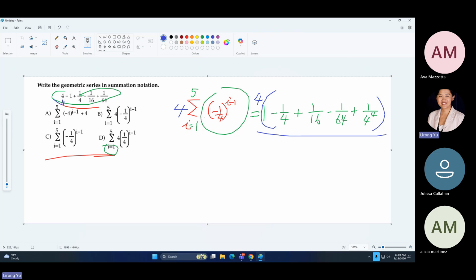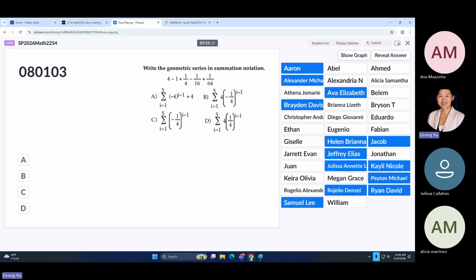The first term cannot be a 1. And then D, the problem is it has the right values, but D does not alternate. There's no -1 to a power. Therefore, in D, all the terms will be positive. So D will be like 4 plus 1 plus 1/4 plus 1/16 plus 1/64. So D doesn't have the alternating signs. The correct answer should be B. I hope that explains all the reasoning when we're making the choices.